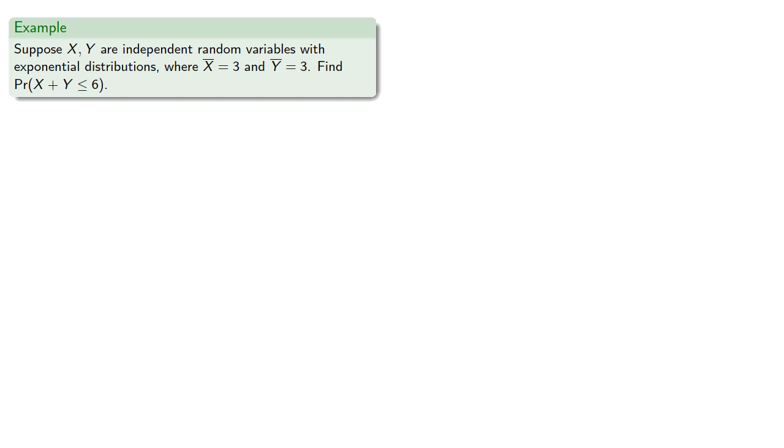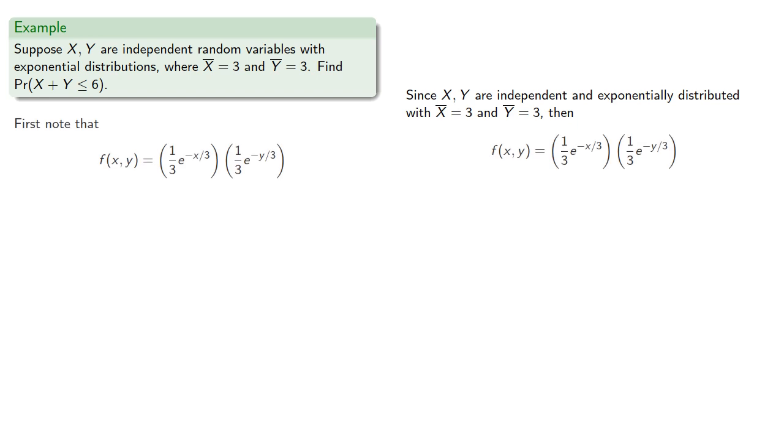So suppose we have a joint distribution where both x and y are exponential, where the means are both equal to 3. Let's find the probability that the sum is less than or equal to 6. Since x and y are independent and exponentially distributed with means 3, then the probability density function will be the product of the two exponential distributions.